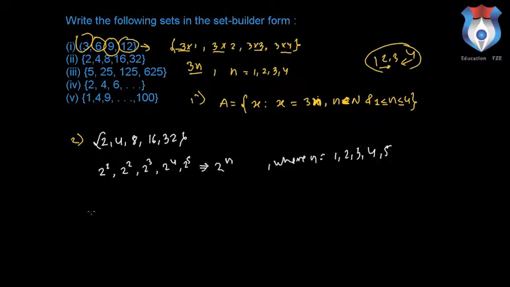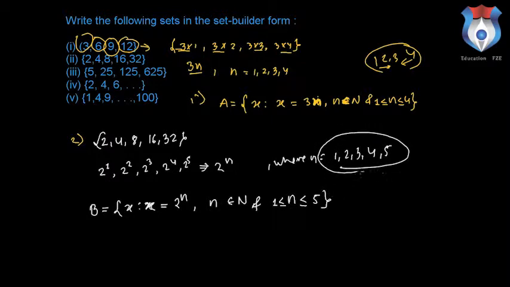So how will I represent it? Suppose this is my set B. Then B equals x such that x equals 2 to the power n, and n belongs to the natural numbers, and n is greater than or equal to 1 but less than or equal to 5. So n is from 1 to 5, meaning n equals 1, 2, 3, 4, 5, and x is 2 to the power n. When I put n as 1, I get 2, when I put n as 2, I get 4, n as 3 gives 8, 4 gives 16, and 5 gives 32.